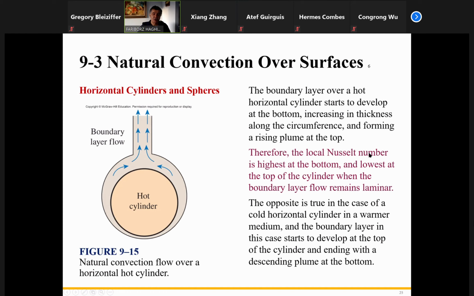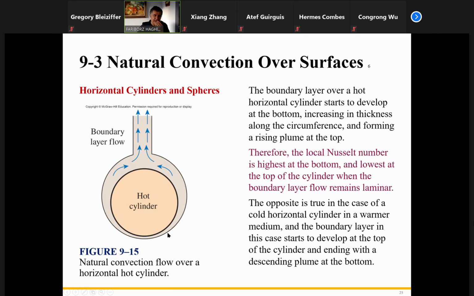Therefore, the local Nusselt number is highest at the bottom and lowest at the top of the cylinder when the boundary layer remains laminar, okay? They're talking about local, my friend, not the average, local Nusselt number. The opposite is true in the case of a cold horizontal cylinder, okay?